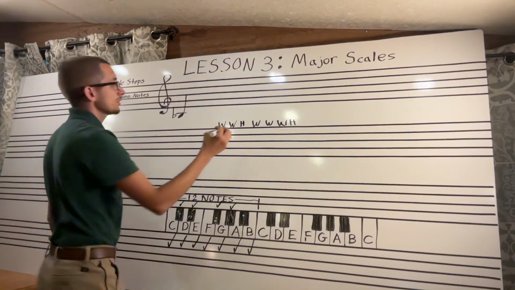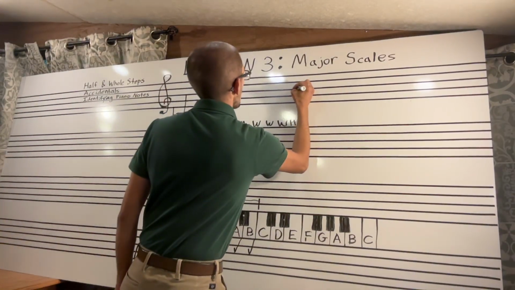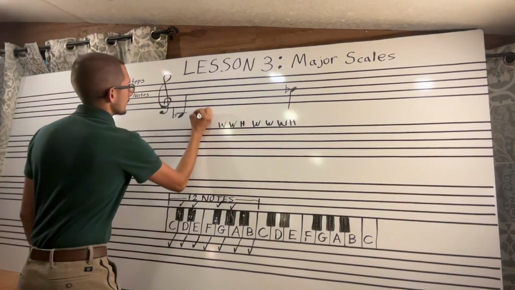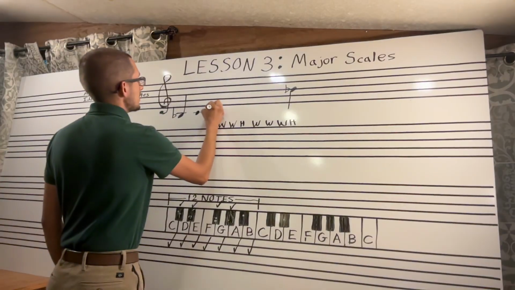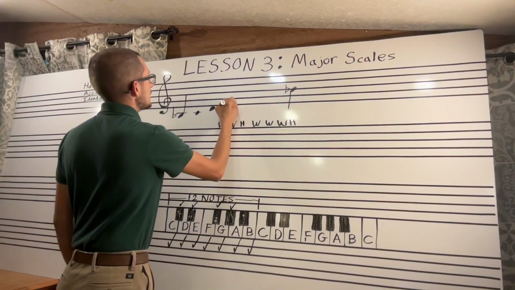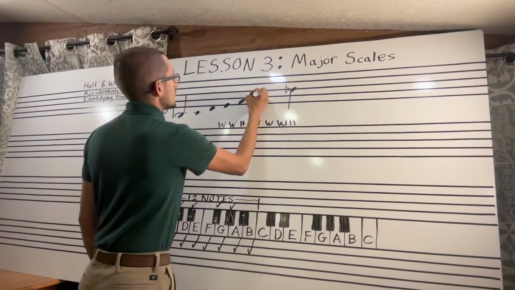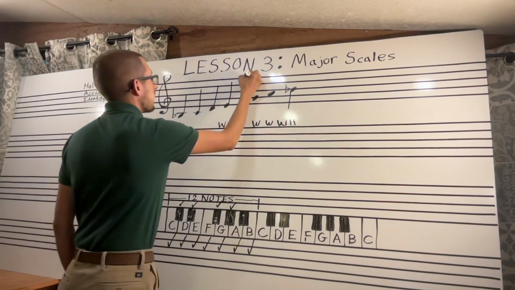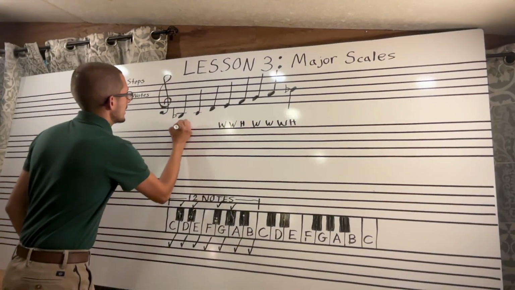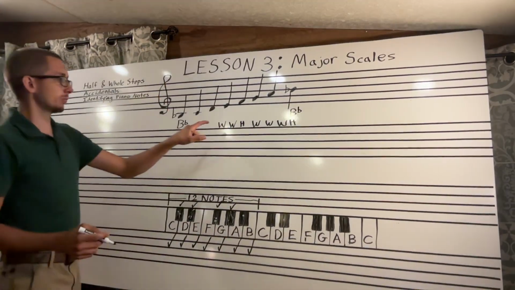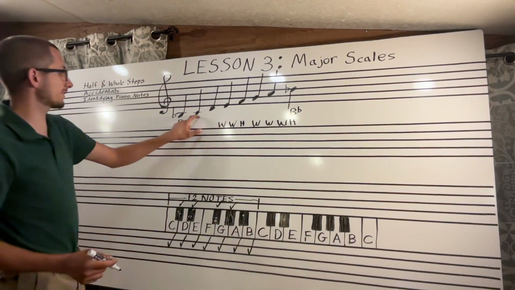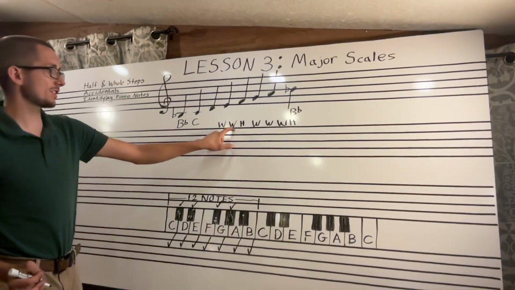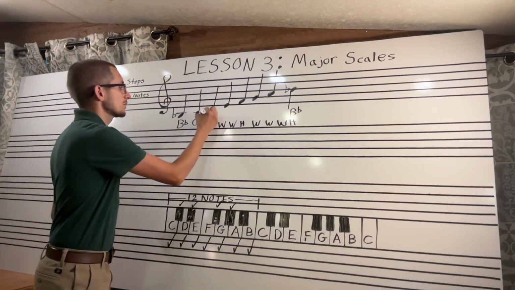B flat major scale, so we need to start and end on B flat. We need some sort of a C, some sort of a D, some sort of an E, some sort of F, some sort of G, and some sort of A. So we start and end on B flat. We need a whole step first. So B flat to C, that's a whole step. C to D, that's already a whole step.